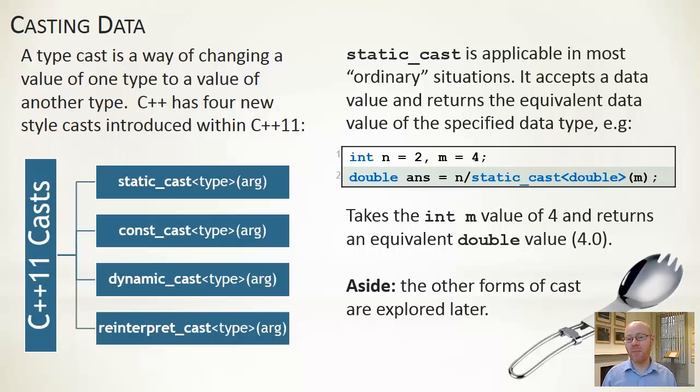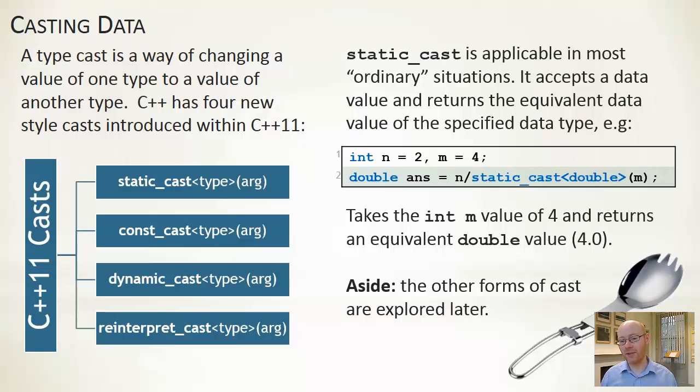Static in this case means it is done at compile time. It is a compile time cast as opposed to a runtime cast, which can be of use when we're dealing with classes and casting up and down through hierarchies. Basically what static cast does is it takes data of one type and gives you out data in the other.